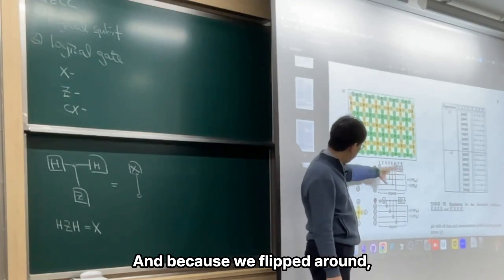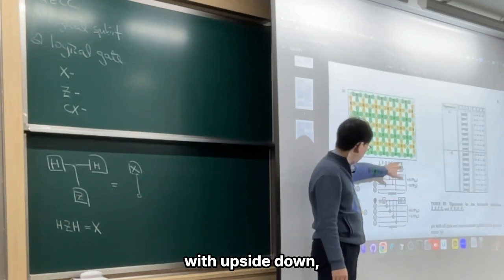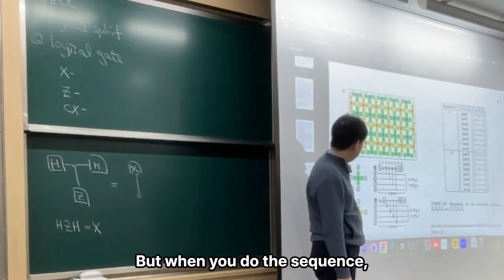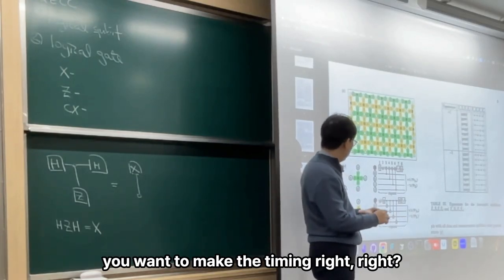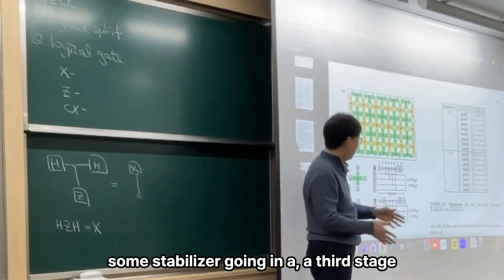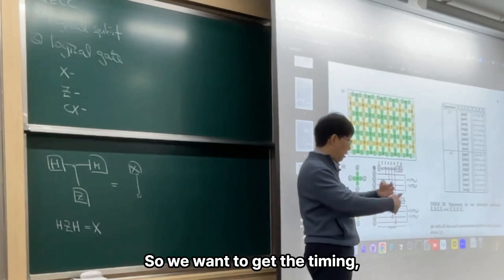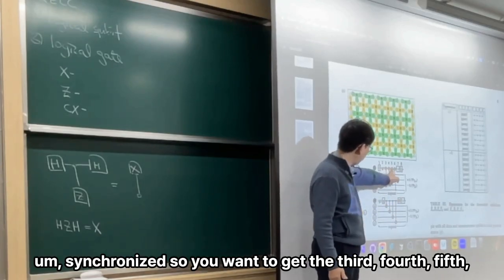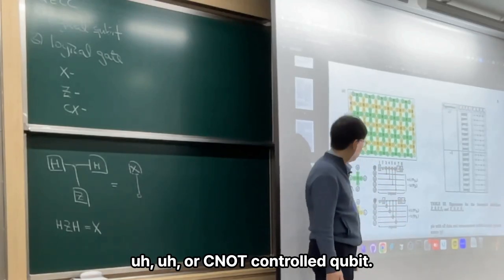And because we flipped around the CZ gate with the C0 gate upside down, we don't need a Hadamard, so there's no Hadamard. But when you do the sequence, you want to make the timing right. You don't want some stabilizer going in a third stage and some stabilizer going in a fourth stage. So we want to get the timing synchronized. So you want the third, fourth, fifth, and sixth to be the measurement qubit or C0 controlled qubit.